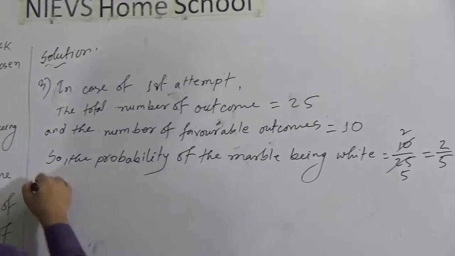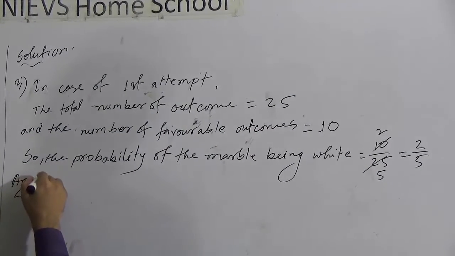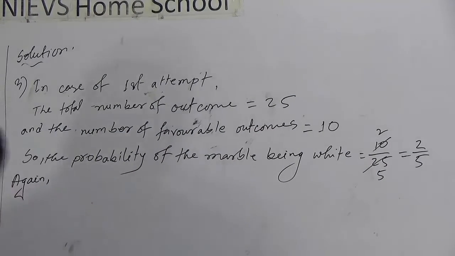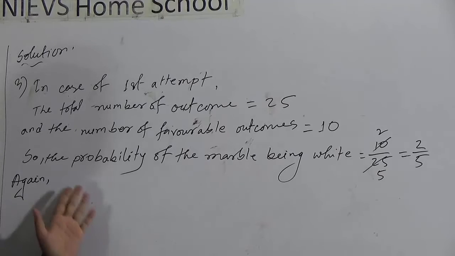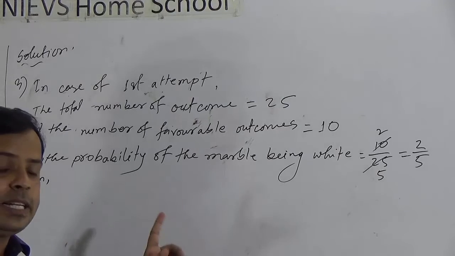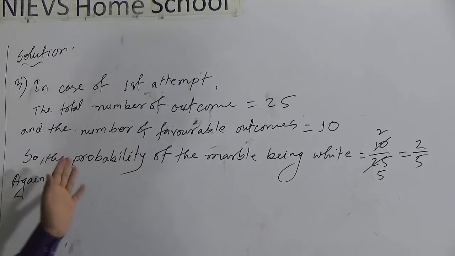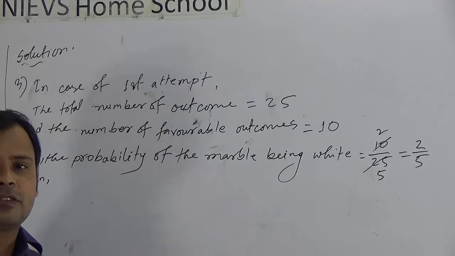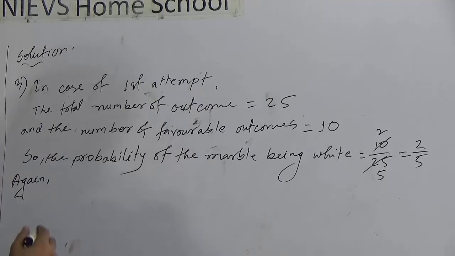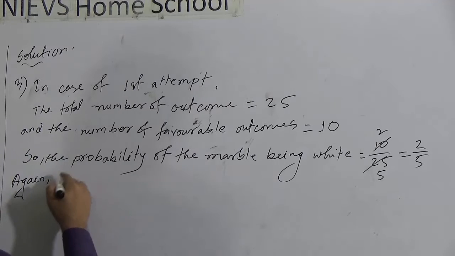Now again, as first attempt done, and we have to take the next attempt without replacing any one of them. Without replacing any one of them, we have to take 4 attempts. So the total number of marbles will decrease by 1, and total number of outcomes also will be decreased by 1.